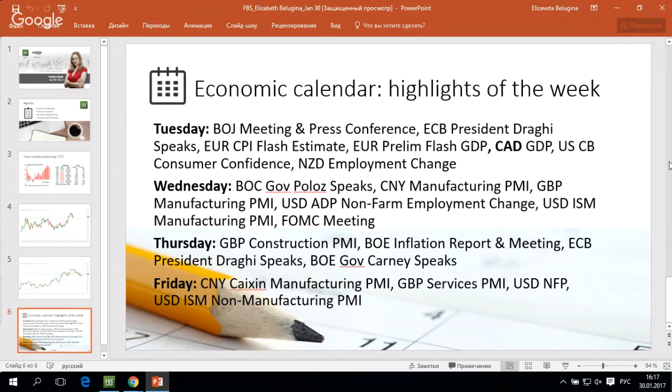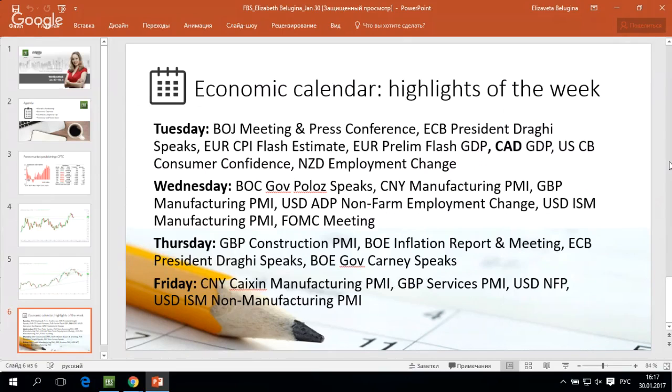Today there were also some dovish comments from the ECB officials, and it created negative pressure on the single currency. So I don't think that Draghi is going to sound bullish and help the euro.